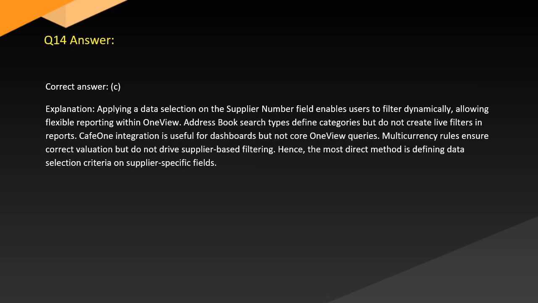Answer. Correct answer. C. Explanation. Applying a data selection on the supplier number field enables users to filter dynamically, allowing flexible reporting within OneView. Address book search types define categories but do not create live filters in reports. CAFON integration is useful for dashboards but not core OneView queries. Multi-currency rules ensure correct valuation but do not drive supplier-based filtering, hence the most direct method. Defining data selection criteria on supplier-specific fields.